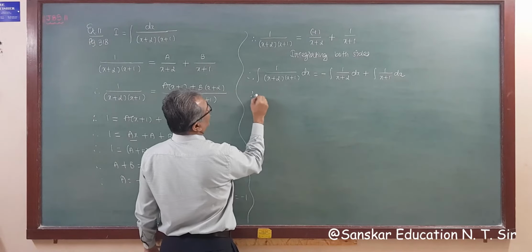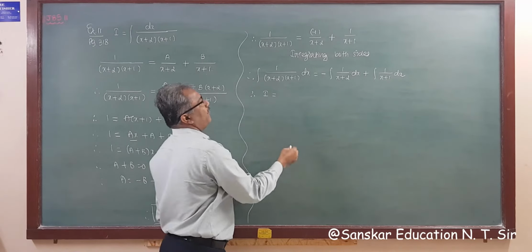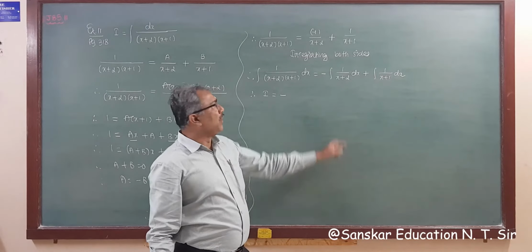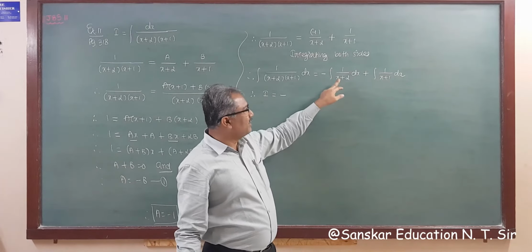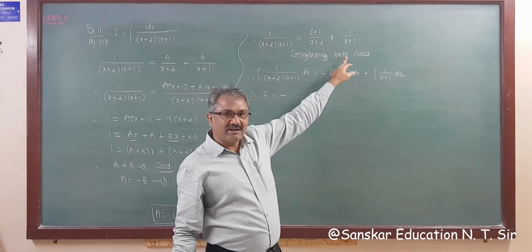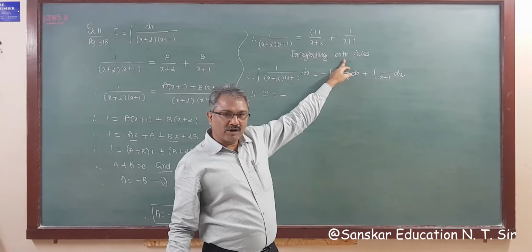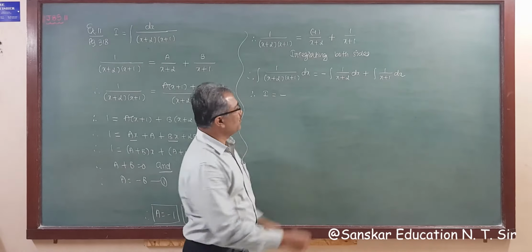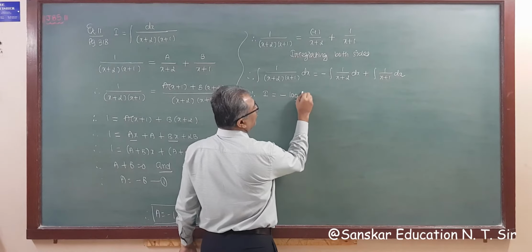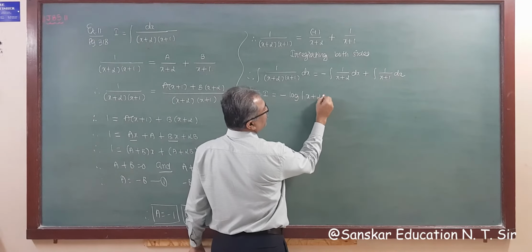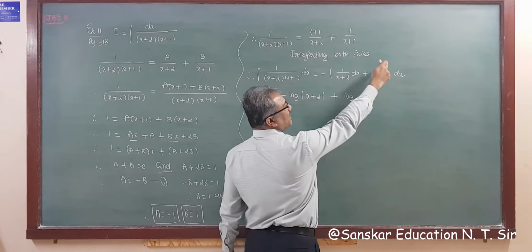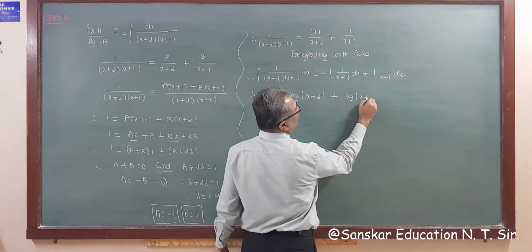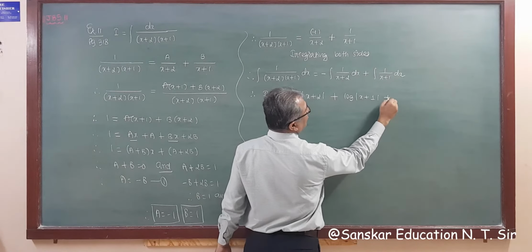So therefore I is equal to minus log mod x plus 2, as the derivative of the denominator is in the numerator. The answer is log mod f(x), where f(x) is x plus 2. So the answer is log mod x plus 2, plus log mod x plus 1 plus c, same thing, derivative of the denominator is in the numerator.